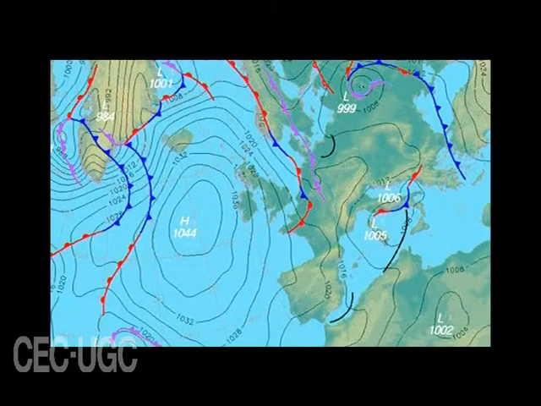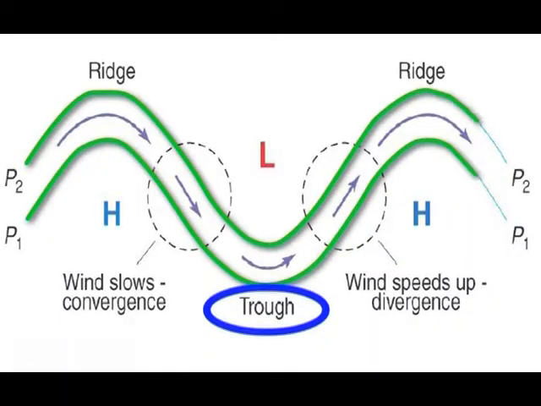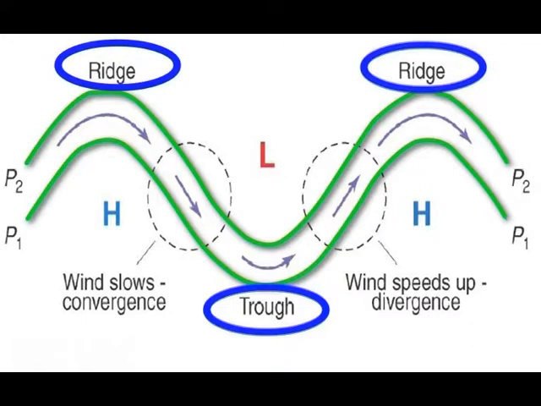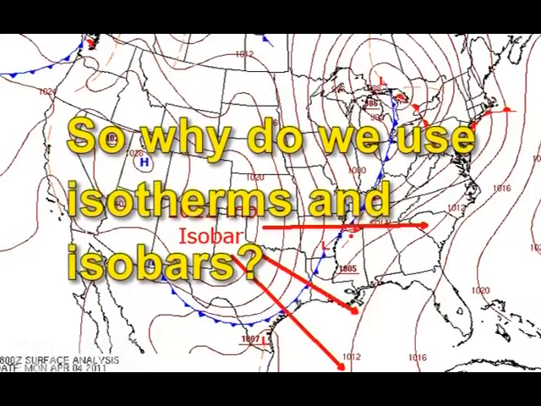Generally, the lowest pressure is where precipitation is most likely to fall, and high pressures are usually associated with clear and sunny conditions. Where the isobars are close together, windy conditions may be expected. Elongated areas of low pressure on surface and upper air weather maps are called troughs, and elongated areas of high pressure are called ridges. So, why do we use isotherms and isobars?